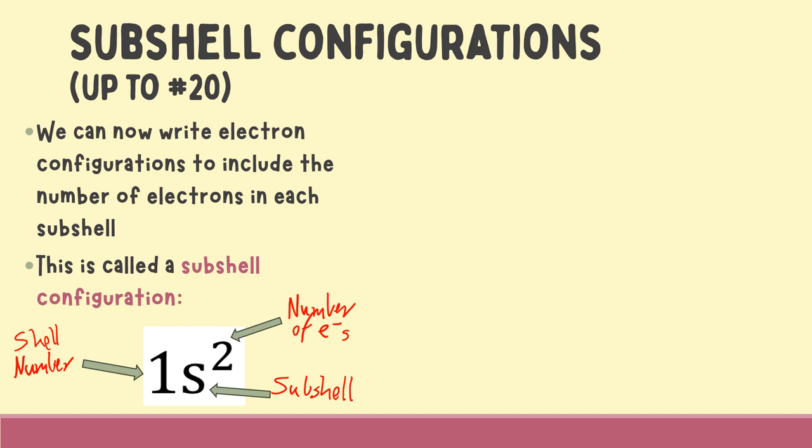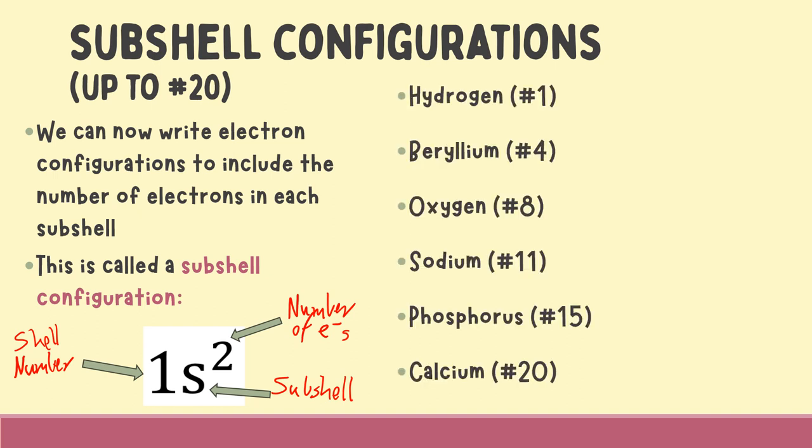Okay, these symbols look like maths. That looks like a squared in maths, but forget all of your maths operations. This is just writing the number of electrons, so there's no maths involved here. Okay, let's look at each of these elements and how to write their electron configurations, but using the subshell configuration.